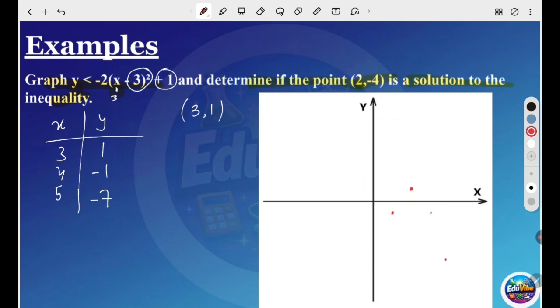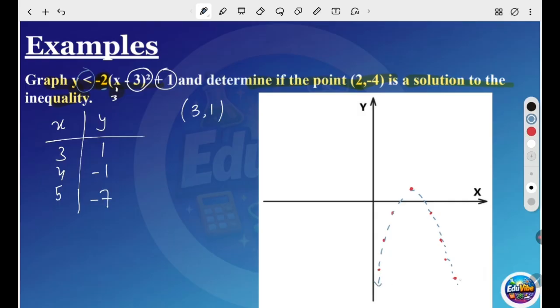So we just made the random points, now to make the parabola. As you can see, this a is negative, so it opens downwards. So we have to make this downwards, and this is less than, so we have to make the dashed line.